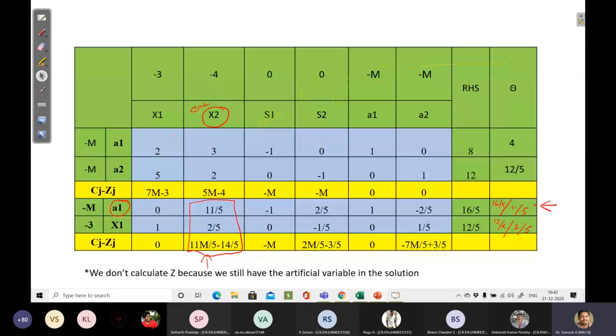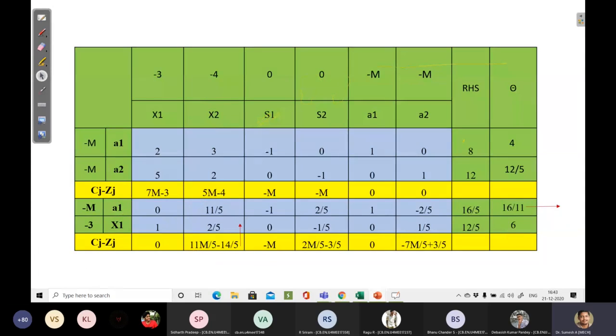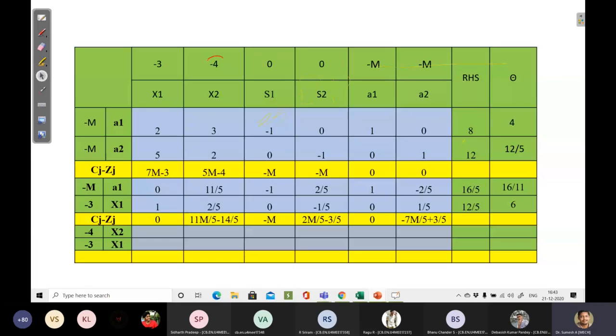So x1 is already there, x2 is there. The x2 coefficient is minus 4. That minus 4 is entered into the solution space right now. Minus 3x1 already exists over there. Now this is your key row and the key number you are getting is 11 by 5. So this will be 0 divided by 11 by 5. 0 by 11 by 5. This is 11 by 5 divided by 11 by 5. This is minus 1 divided by 11 by 5.